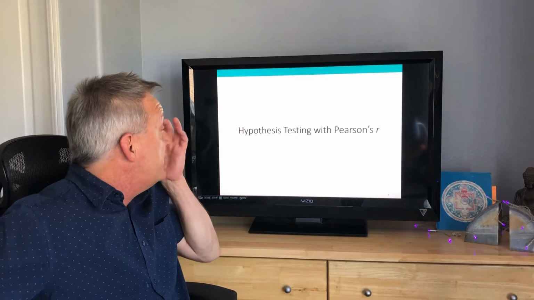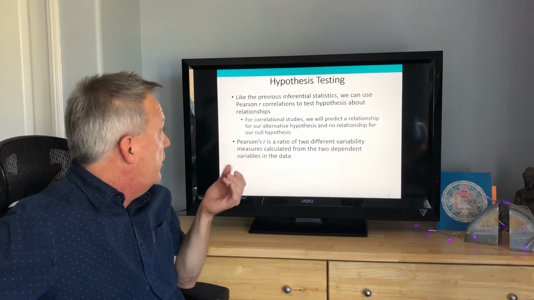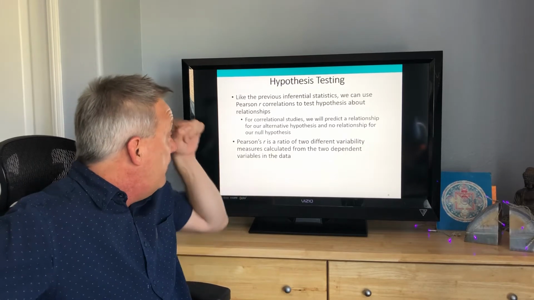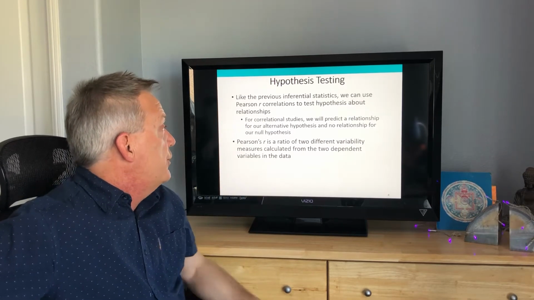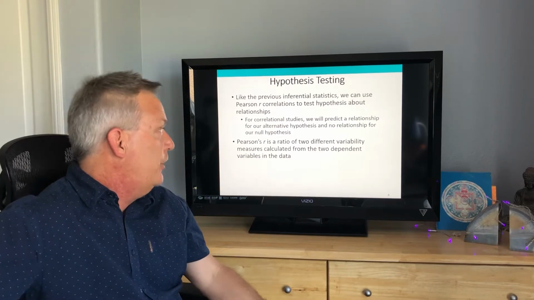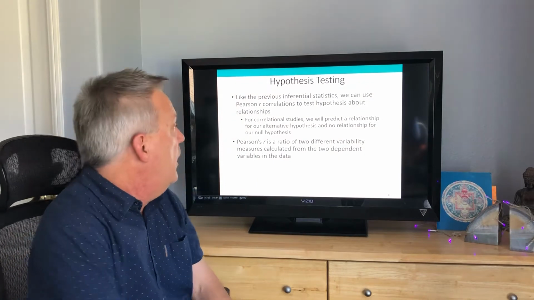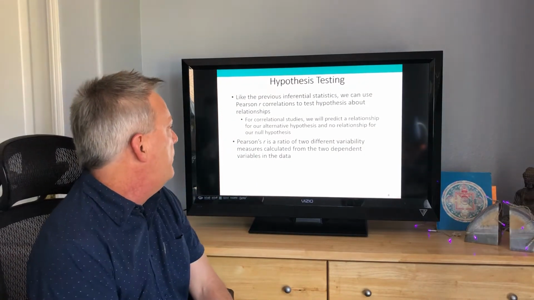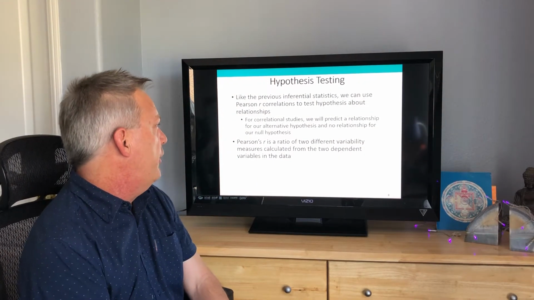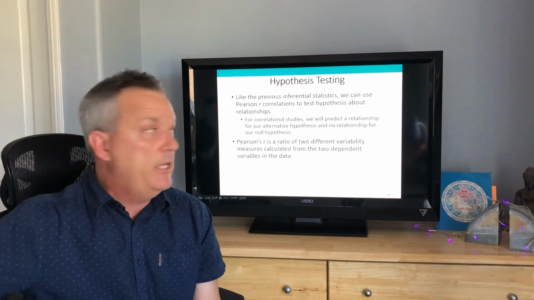So, hypothesis testing with Pearson's R. Like previous inferential statistics, we can use the Pearson R correlation to test hypotheses about relationships. For correlational studies, we will predict a relationship for our alternative hypothesis, and no relationship for our null hypothesis. And Pearson's R is a relationship of two different variability measures calculated from the two dependent variables in the data.